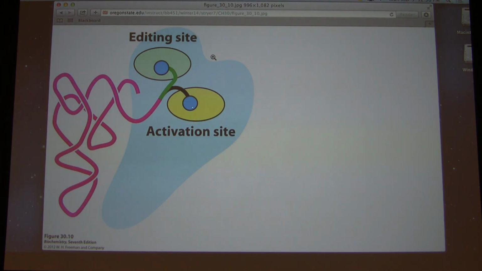If the enzyme determines that, in fact, it has the right amino acid there, it will pass this guy off to EFTU. If it has the wrong amino acid in there, it will cleave it and try again. So there actually is some proofreading that's going on, and it's occurring at this step in the process.